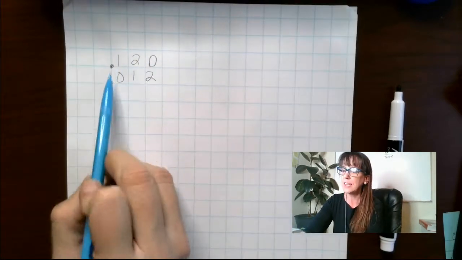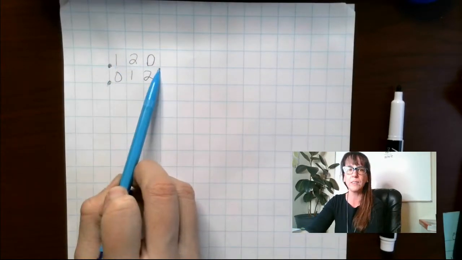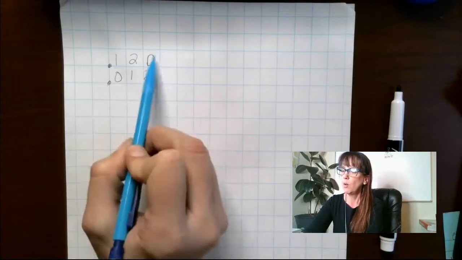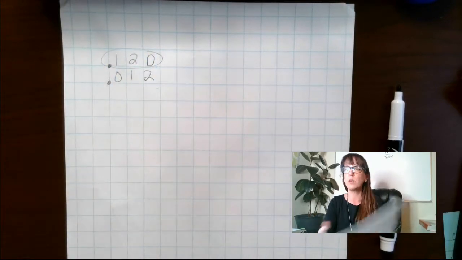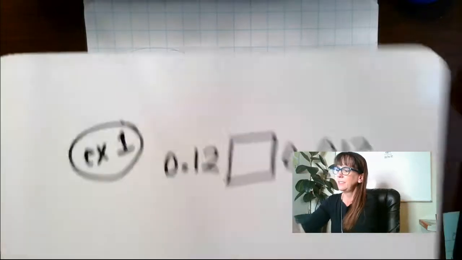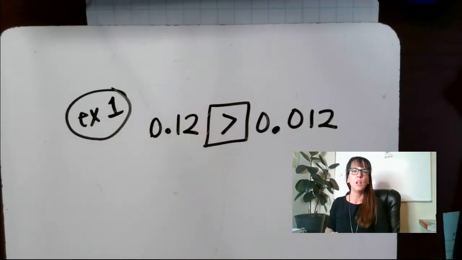Now, pretend that the decimal isn't there. Which is larger, 120 or 12? 120 would be larger. So in that case, this is going to be larger than that.